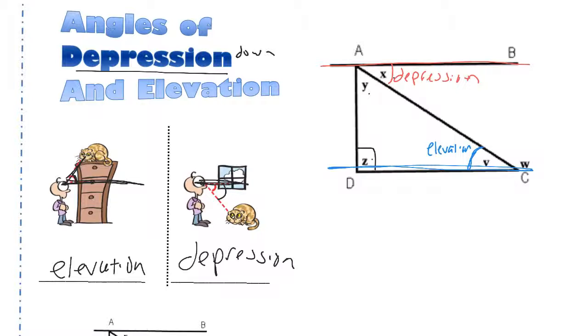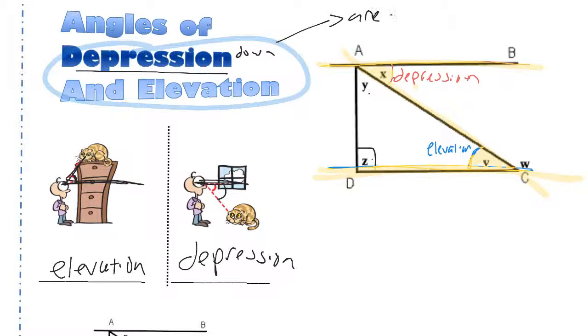Now, a cool thing you want to notice when looking at our angles of elevation and depression, these are two horizontal lines, so they're parallel. And these two angles, the depression and elevation angle, are equal because they're alternate interior angles. So that's our key understanding. Angles of depression and elevation are congruent because they are alternate interior angles. And since they're always equal, it's going to help us set up problems.